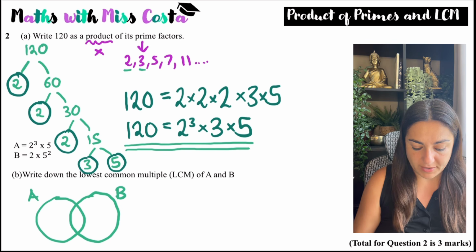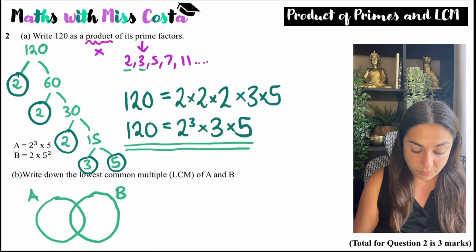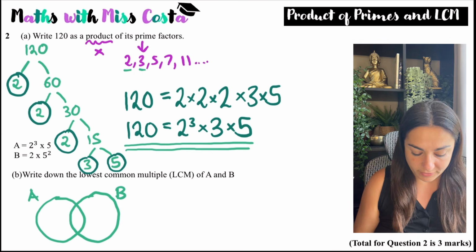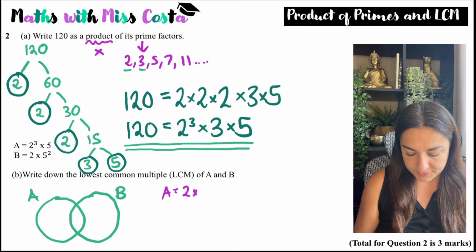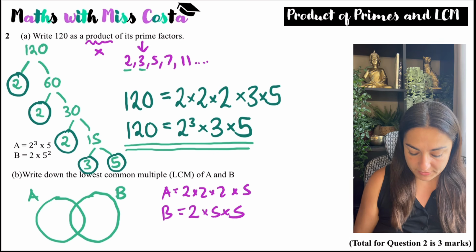So they've already kind of given A and B to me as products of its prime factors. So that will make it very easy for me to put into a Venn diagram. So A is 2 times 2 times 2 times 5. B is 2 times 5 times 5. So what do I put in the middle?